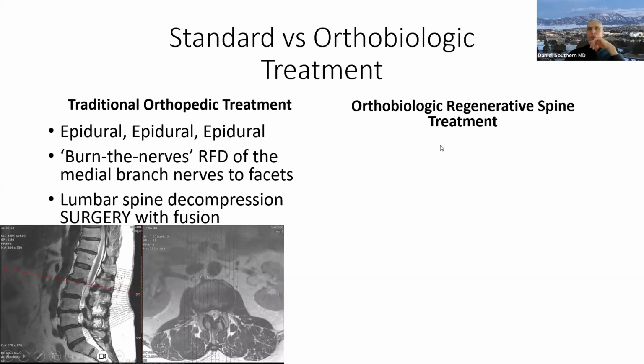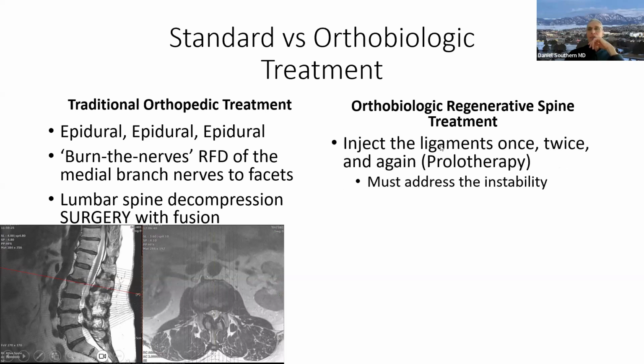What's the treatment in my office? Well, in my office, we're going to inject the ligaments, not once, not twice, maybe 3 times, maybe 4 times. We're going to do a lot of prolotherapy, particularly at this level where things are unstable and the stenosis is the worst, to try to reduce the instability and reduce the exacerbation of the narrowing centrally here. You've got to address the instability. So we do a lot of ligament work, number 1.